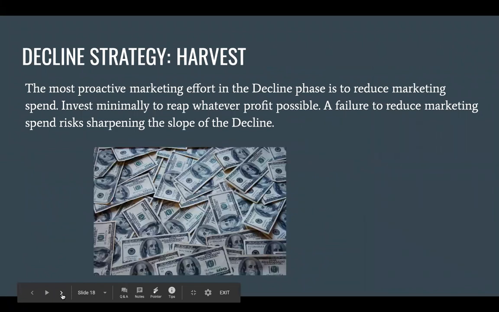There's another decline strategy called harvest, which is the most proactive market effort in the decline phase to reduce marketing spend. So basically, you invest minimally to reap whatever profit possible. A failure to reduce marketing spends risks sharpening the slope of decline. So for example, thrift stores. They'll probably buy something from a person or like Goodwill for like $2 or $3 and then sell it for like $20. So that means they'll get like $17 or $18 in profit from like one item, and that's how they make profit.